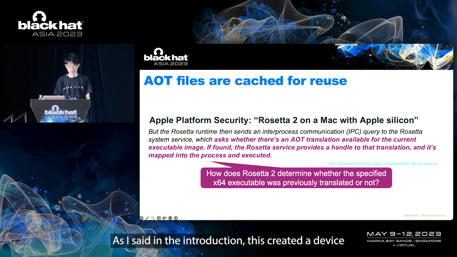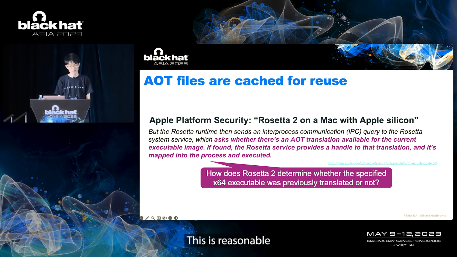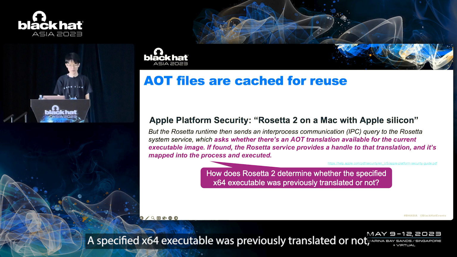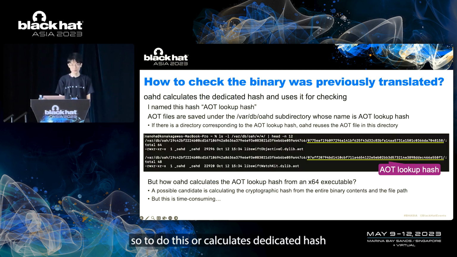As I said in the introduction, these created AOT files are cached and reused. This is reasonable because binary translation is time-consuming, so it should not be performed multiple times. But how does Rosetta 2 determine whether the specified x64 executable was previously translated or not? To do this, OAHD calculates a dedicated hash and uses it for checking. I don't know what Apple called this hash, but I call it the AOT lookup hash in this talk.